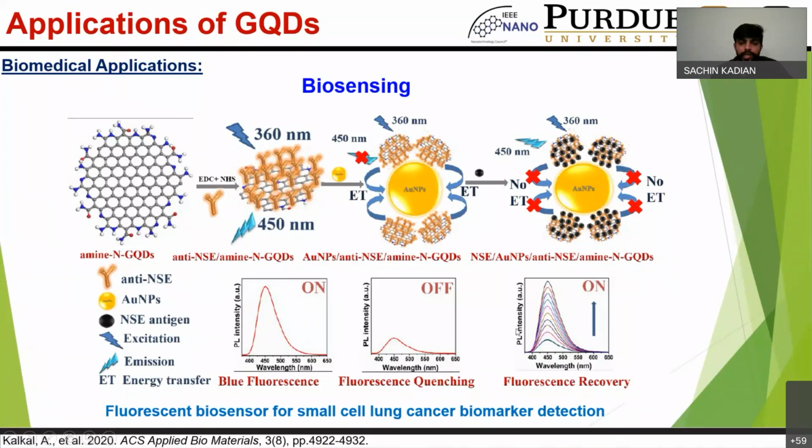And once they come into contact with the antigen of NSE, the fluorescence started regaining, or we can say it came back to its own state, the fluorescence of amine functionalized NGQD. In this way, we quantified it, and we came to know that this NGQD can be used as a fluorescent biosensor for small cell lung cancer biomarker detection, as they are fluorescent materials and they are replacing the traditional dyes.